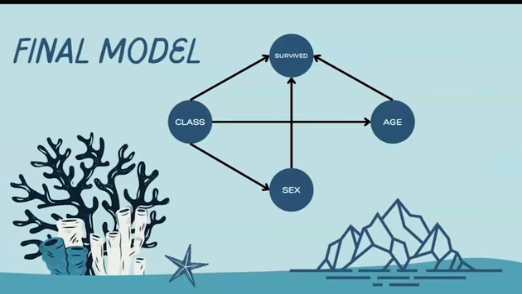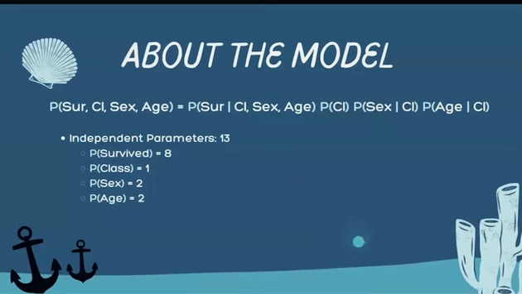Survived is dependent on all three other variables, which makes a lot of sense if you know anything about the Titanic, and I'll show some support for that with some data in the next slide. And then we have class impacting all the other variables. So this is a little bit about our model. This is the equation for probability. There are 13 independent parameters. The probability of survived has 8 parameters, class has 1, and sex and age both have 2 parameters.